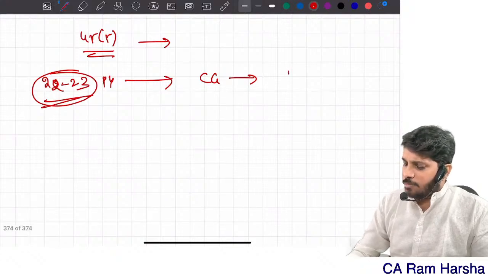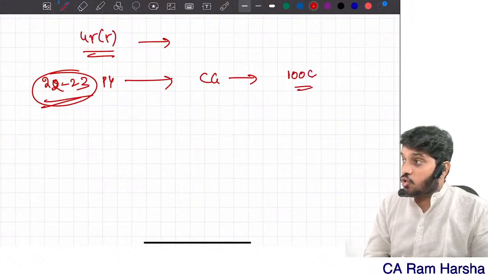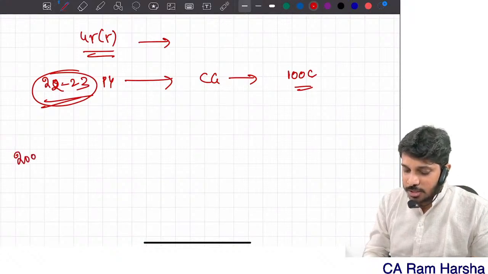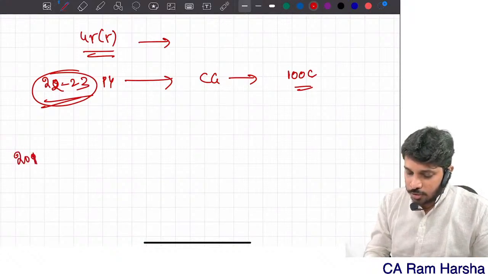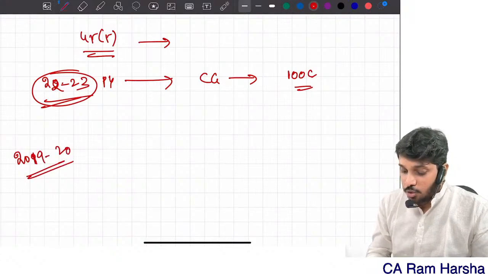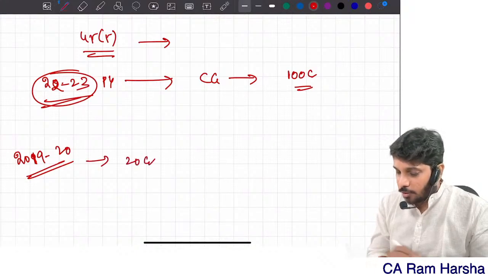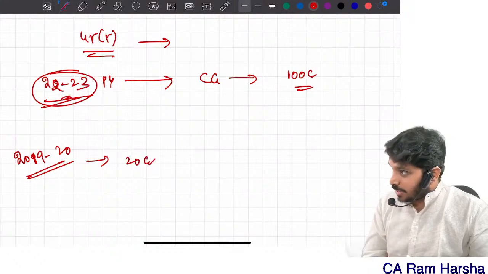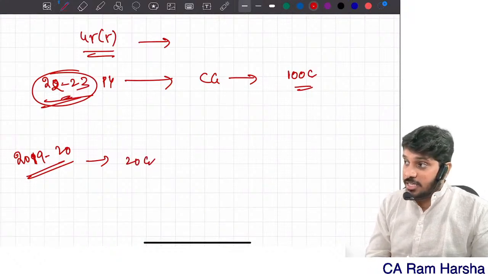Okay, you know how much compensation was decided? 100 crore they decided. I purchased this asset in 2019-2020 at 20 crore. The government compulsorily acquired it in 22-23. Compulsory acquisition is a transfer.